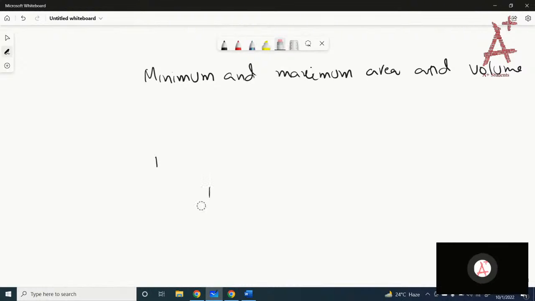So let's start with examples. You are given a rectangular prism. The rectangular prism below is labeled with its measured dimensions. Taking measurement error into account, what are the minimum and maximum possible values? Okay, so let me draw the prism. Okay, it looks like this.